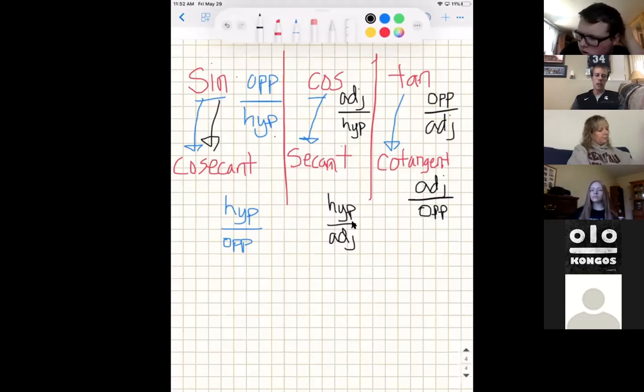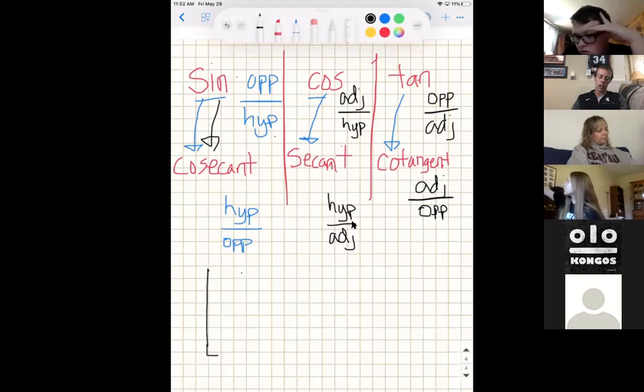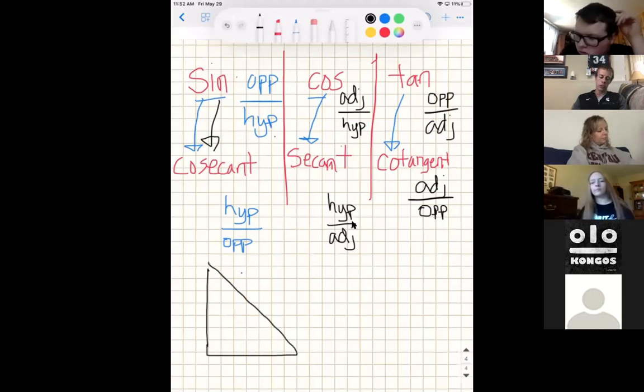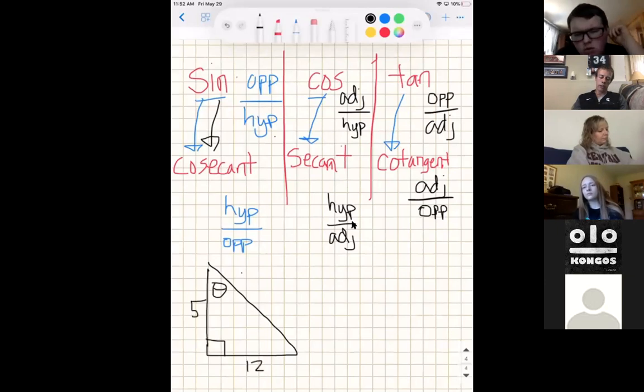Okay. So last thing we're going to try and do, we're going to look at our triangle. We're going to create a triangle, and we're going to try and create all 6 of our trigonometric ratios. So here's our right angle. This will be our theta. And we're going to make this a 5, 12, and we'll say this is 13 triangle.